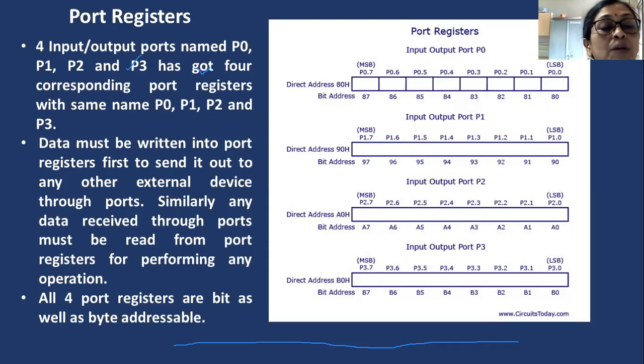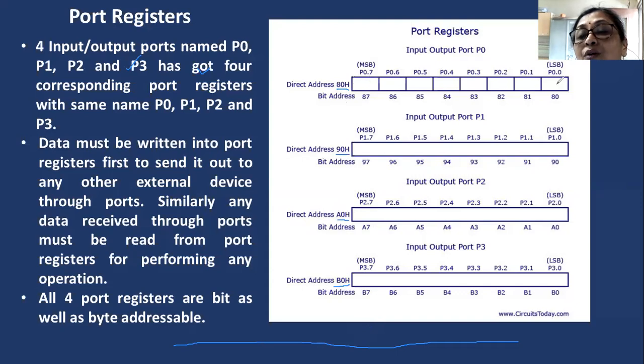As all of you know, the port has a width of 8 bits. Therefore, the size of the port register is also 8 bits wide. The address of port number 0 is 80 hexadecimal. That of port number 1 is 90 hexadecimal. Port number 2 is A0 and port number 3 is B0. So it starts from 8, 9, A means 10 and B means 11. So these are the hexadecimal addresses of the port registers.